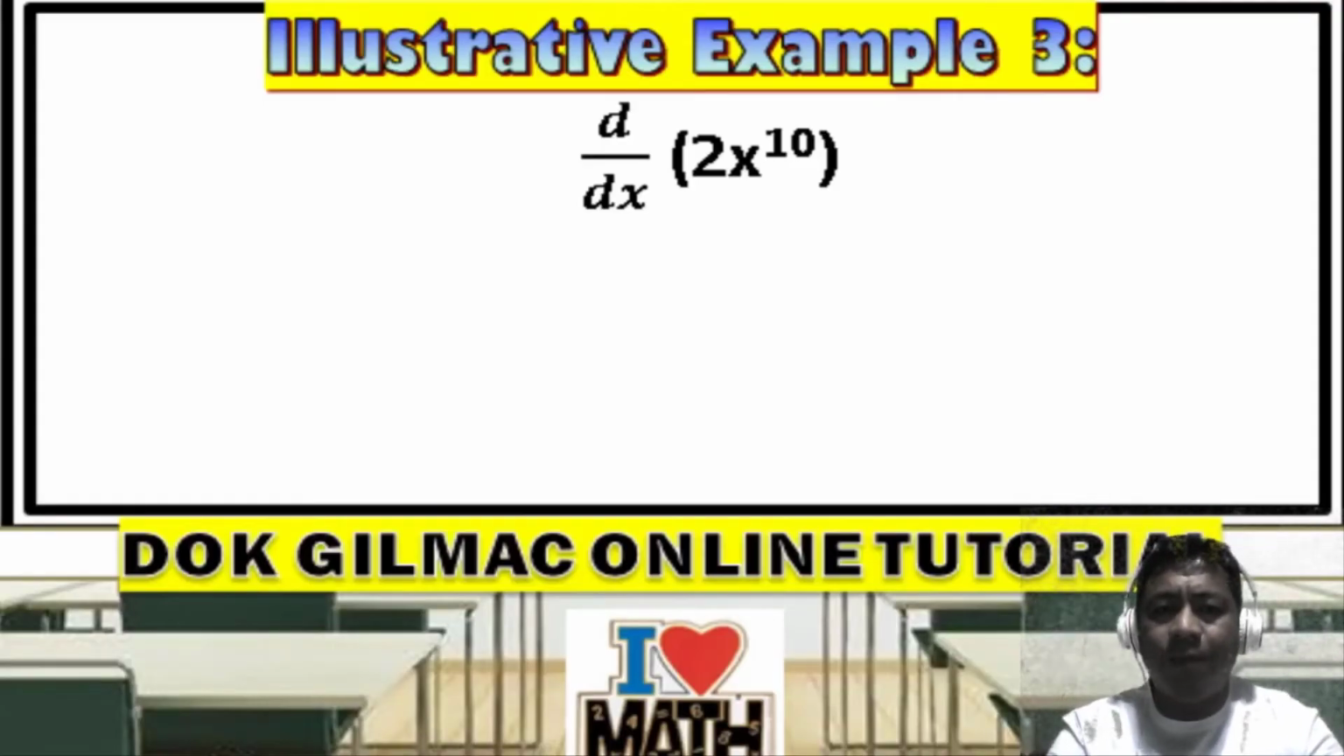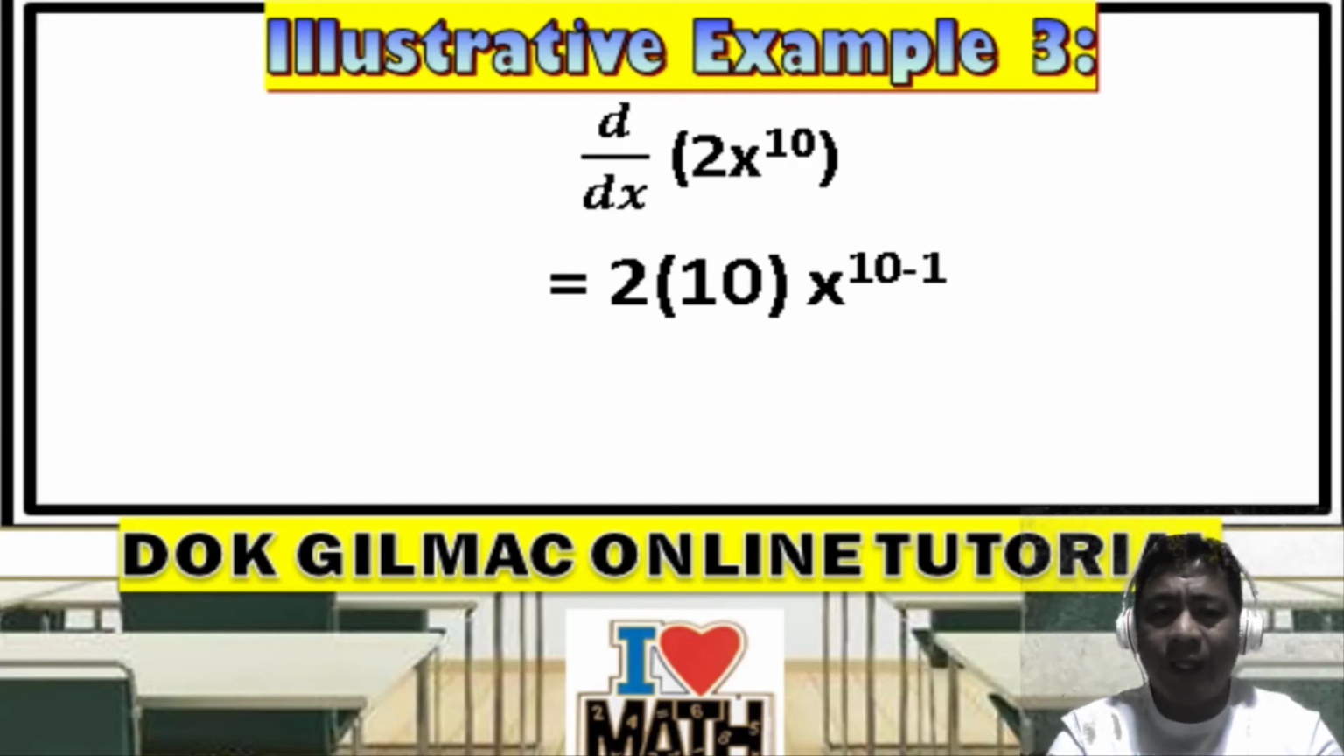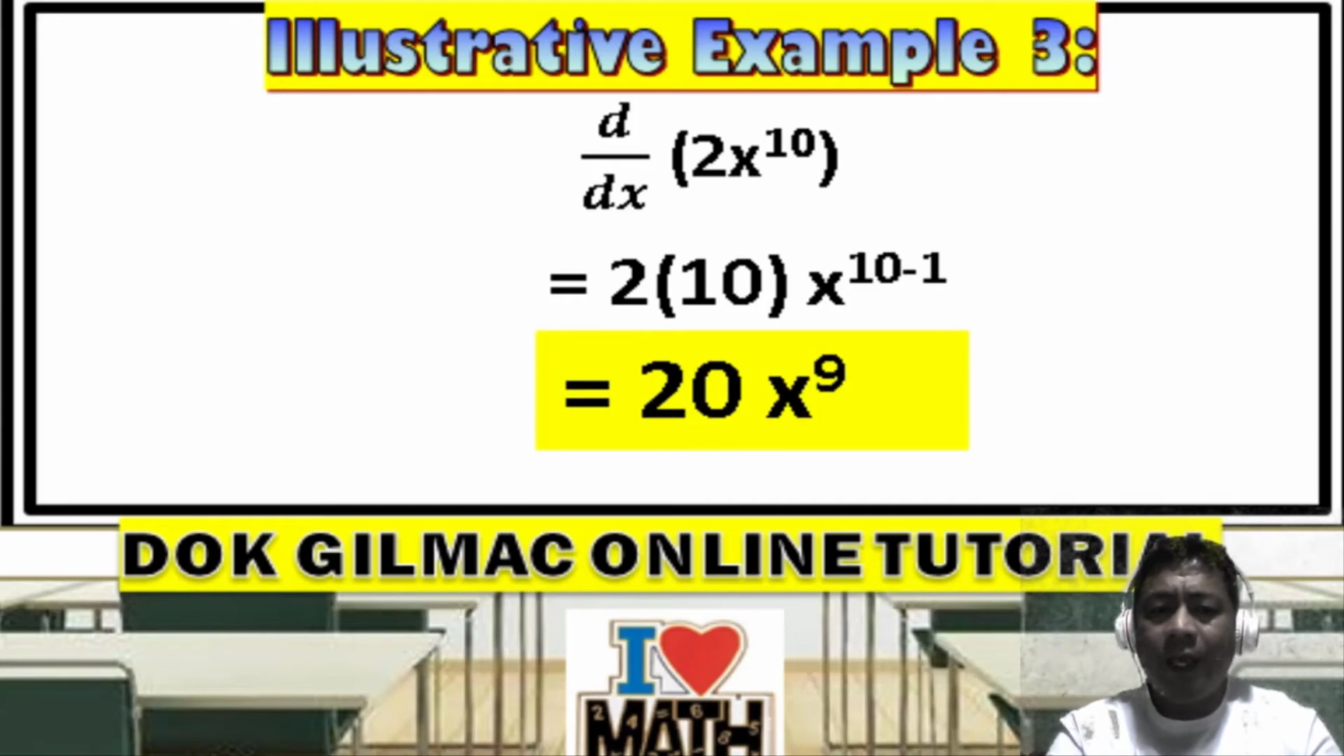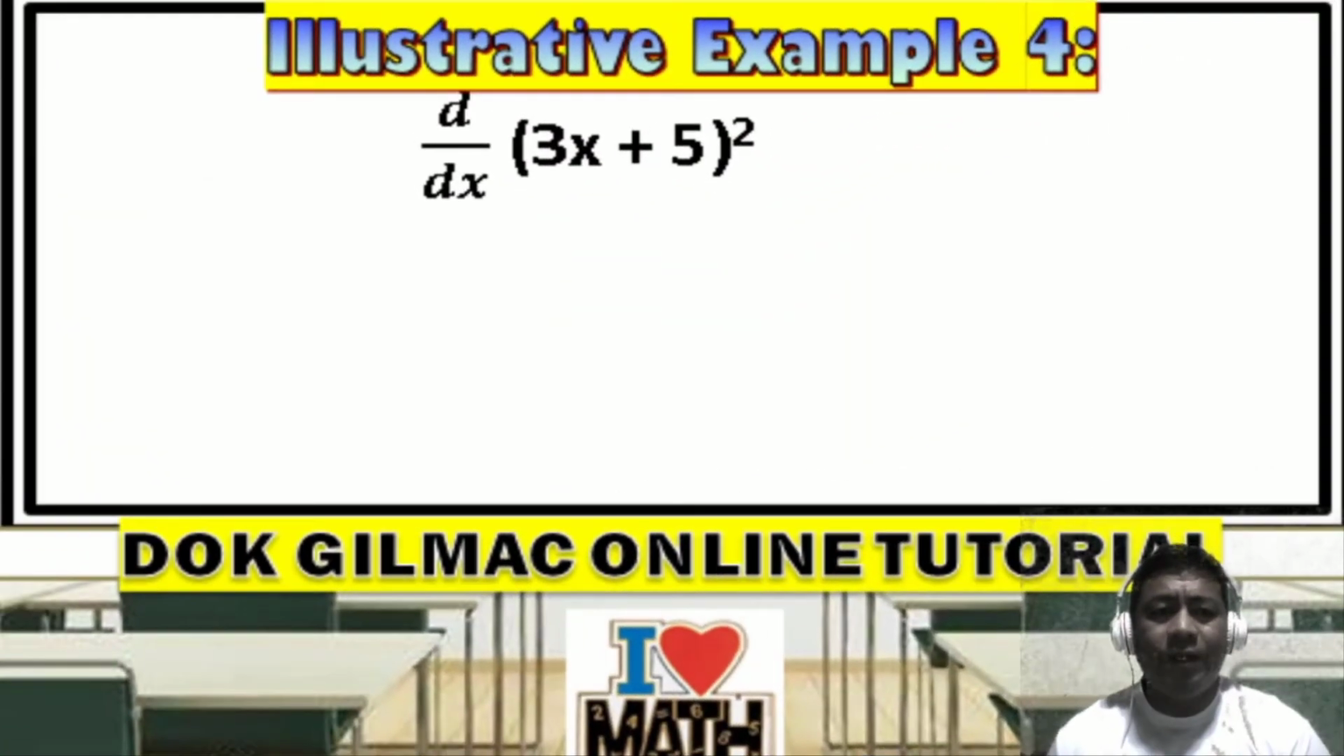Consider illustrative example number 3. d over dx of the quantity 2x raised to 10. This time, we're going to determine the derivative of a constant times x raised to the power n. So applying the power rule, we have here 2 times the quantity 10 times x raised to 10 minus 1. Simplifying further, this is just equal to 20x raised to 9.